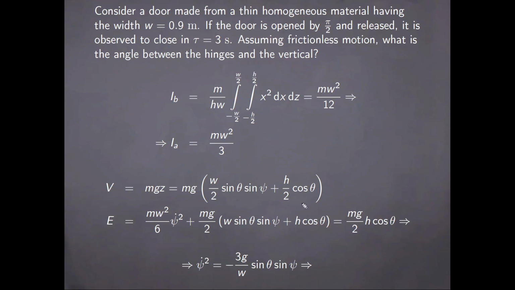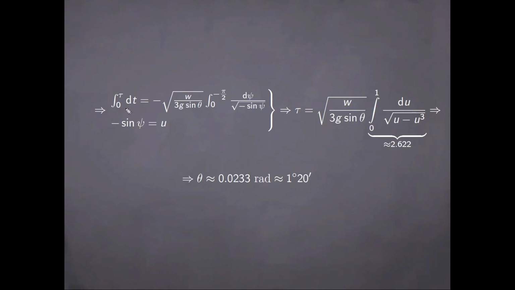So this is the general expression of the potential energy, and then the total energy which is conserved is just going to be given by the rotational kinetic energy of the door plus the potential energy. And since it is conserved, it has to be equal to the value of the potential energy when the door is closed and at rest. And then essentially what we have here is a differential equation for the angle psi, which we can integrate immediately for time in order to find the expression here.